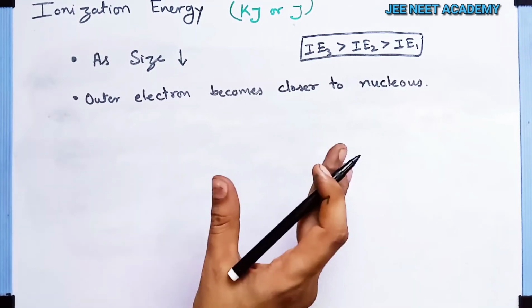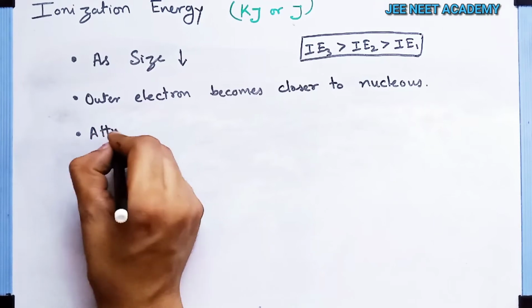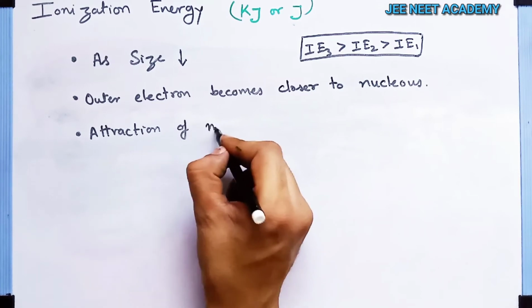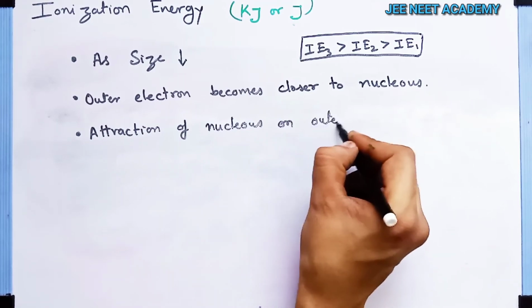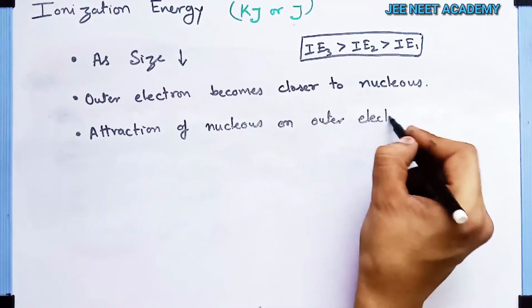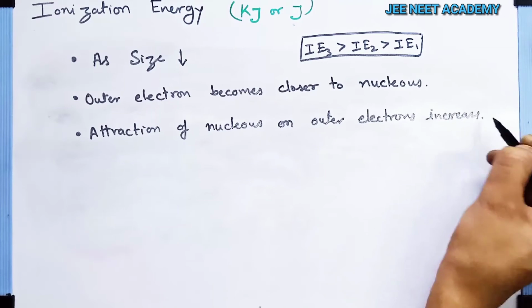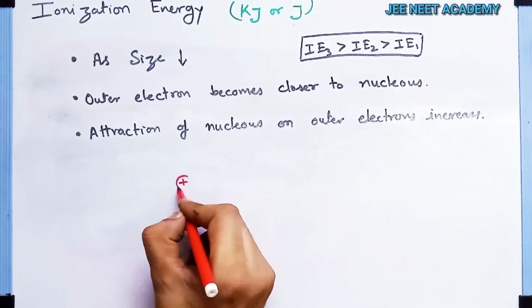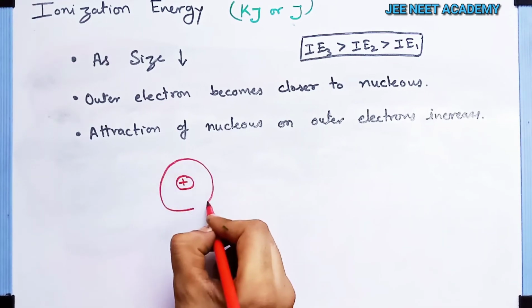So the attraction of the nucleus on the outer electrons will increase. As the attraction increases, ionization energy will increase. For that, we'll draw a diagram to understand it better.